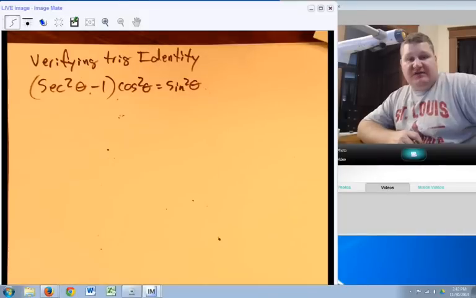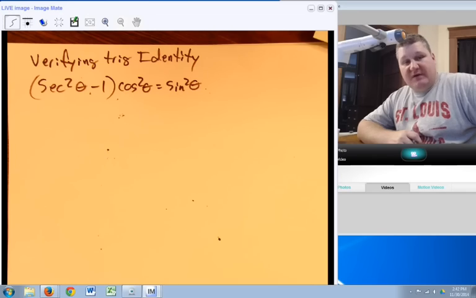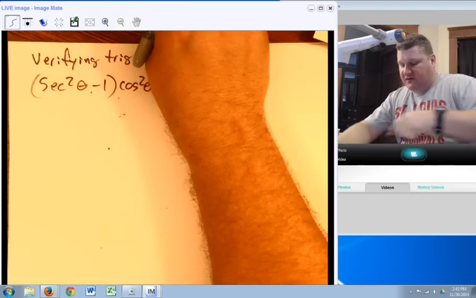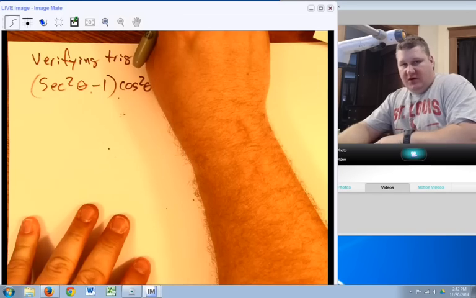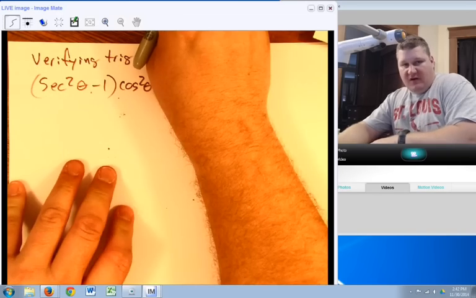Okay, ladies and gentlemen, we're going to verify trig identities. Now, previously, we simplified trig identities. In simplifying trig identities, we took something like this statement here, and we made it as simple as we could. The problem is we weren't sure where to stop.